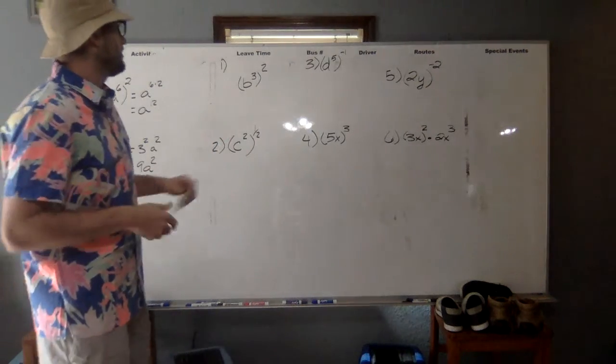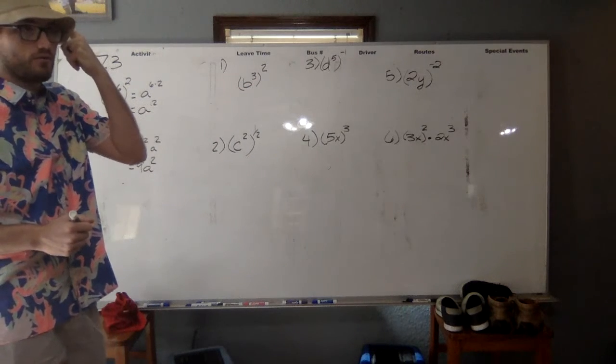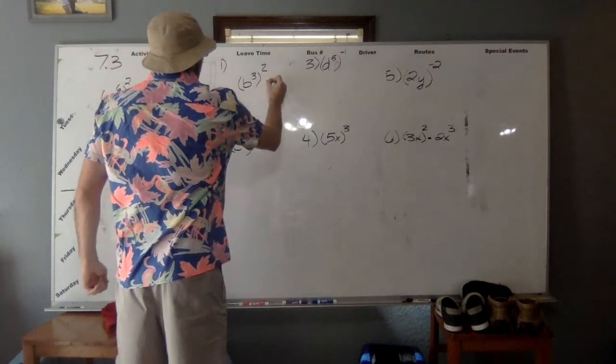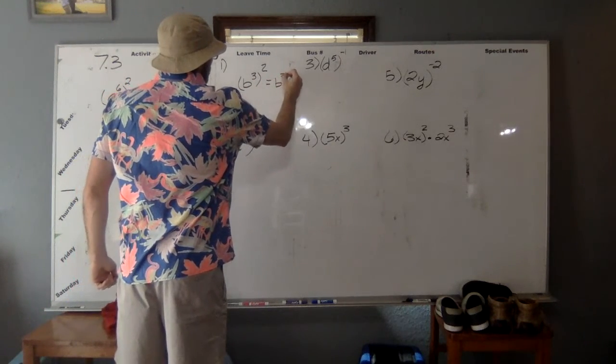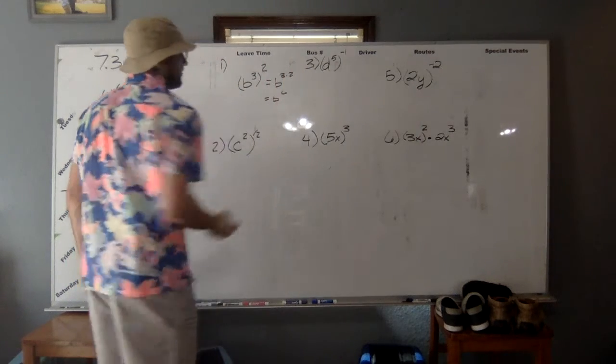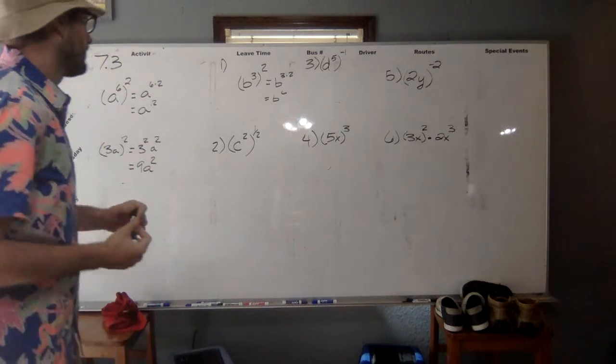So number one, pretty simple. We have an exponent to an exponent. So I think, okay, raising an exponent to an exponent, power to a power, I'm going to multiply. So in this case, I would just take b cubed, times 2. So I end up with b to the 6th. That's a very straightforward use of that rule.